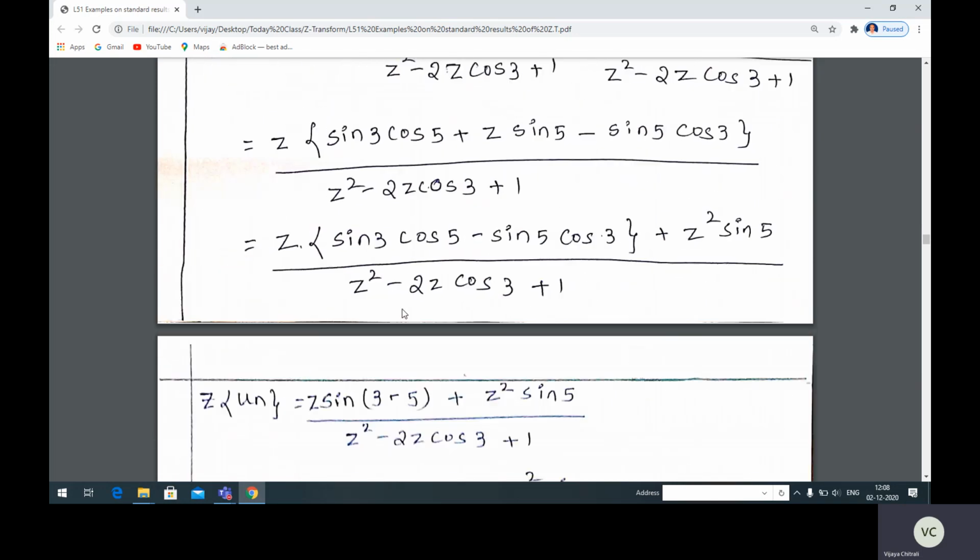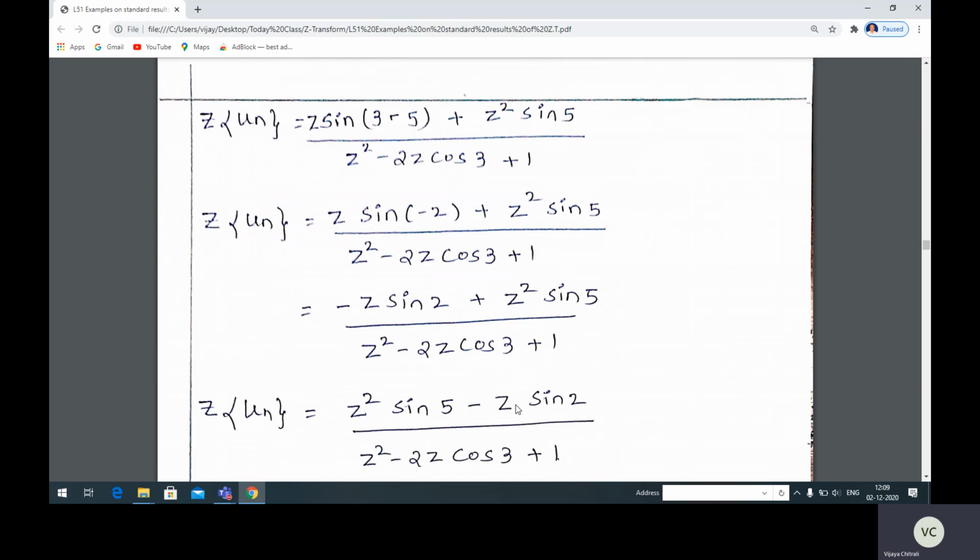Now take LCM and simplify. Z into sine 3 cos 5 minus sine 5 cos 3, plus z square sine 5, divided by z square minus 2z cos 3 plus 1. Now the transform of un is equal to, how it is like, sine A cos B minus cos A sine B, right? So this is sine A minus B. So A is 3, B is 5. So z sine 3 minus 5 plus z square sine 5 divided by z square minus 2z cos 3 plus 1. Now sine 3 minus 5 is minus 2. Sine of minus theta is minus sine theta.